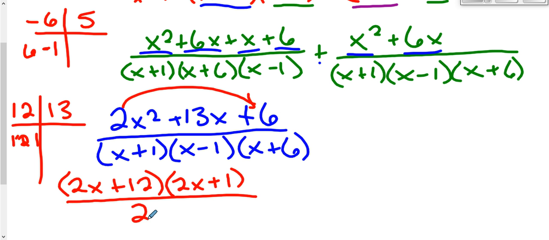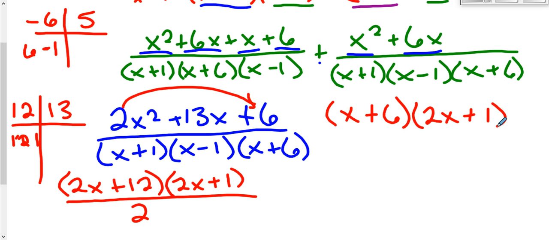If I take the factor on the left, it's divisible by 2. I can go ahead and divide 2x by 2. I will get x, and 12 divided by 2 is 6. And then the other factor, 2x plus 1, will stay exactly the same. I'm done fake factoring. That's my new numerator in factored form.